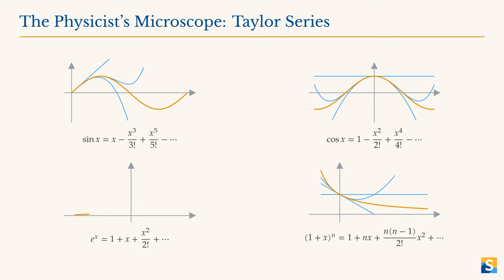Finally, e to the x: 1 plus x plus x squared over 2 factorial, and so on. Term by term, the polynomial becomes the function. Poked gently, almost everything behaves like a straight line. That is why small oscillations are simple, and why the harmonic oscillator rules the universe.